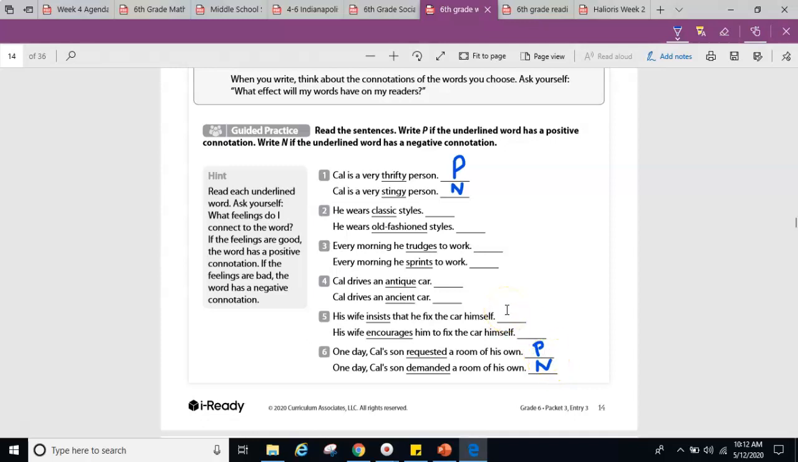Let's do number 4. Cal drives an antique car. Or Cal drives an ancient car. Ancient, wow, super old. Antique means that it's old, but it's in good shape. So, you know the drill. Make sure you're reading them before labeling them.